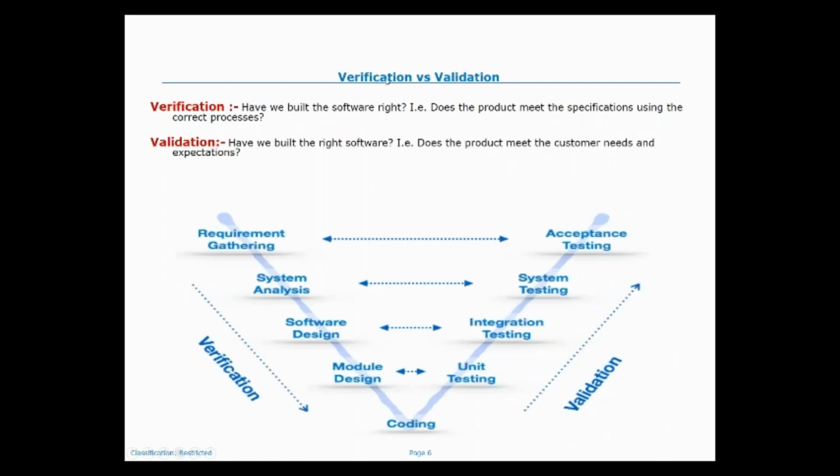So the next term is verification and validation. As we have learned about QA and QC, the same terms we can use are verification and validation. So in verification, we are verifying that the software that we are building is right. That means that whatever project or product or software we are building, are we following the correct specification and are we following the correct processes or not.